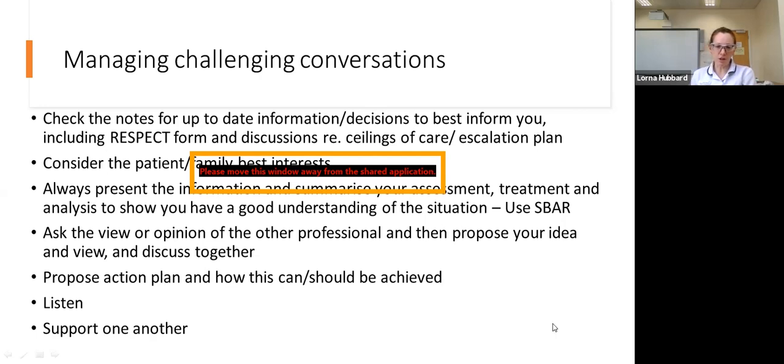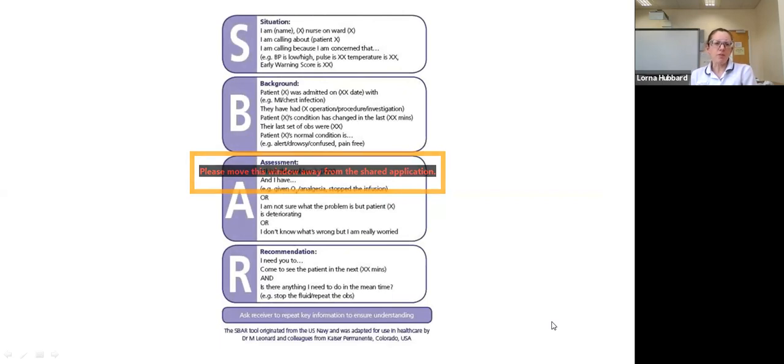Using the SBAR tool can be really helpful to structure your communication. So using this situation, background, assessment, recommendation, and they've updated it recently. I think this is off our respect form, and the national SBAR is now SBARD. So after your recommendation, you've got a diagnosis. You don't have to follow that script religiously, but you can use it to vaguely structure your conversation with somebody, and that might help get your point across. And I think we've also said try and support members of the MDT, as we'd hope they support you. Listen to the other person's point of view. If you've got an action plan from a physio point of view, that's something useful to share.